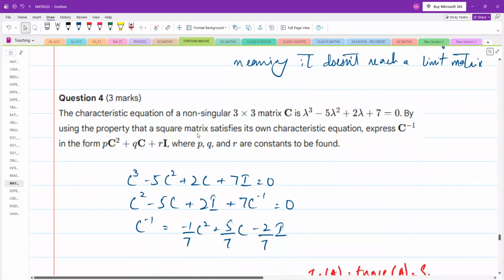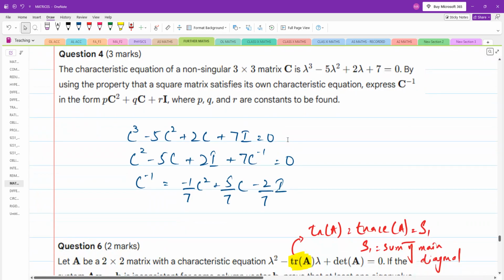Alright. The characteristic equation of a non-singular 3 by 3 matrix C is given. By using the property that a square matrix satisfies its own characteristic equation, express C inverse in this form where P, Q, R are constants to be found. This is an exam question, by the way, important. Now, we need to find C inverse, so I'm just going to actually solve it to show you the solving steps of what I'm doing.